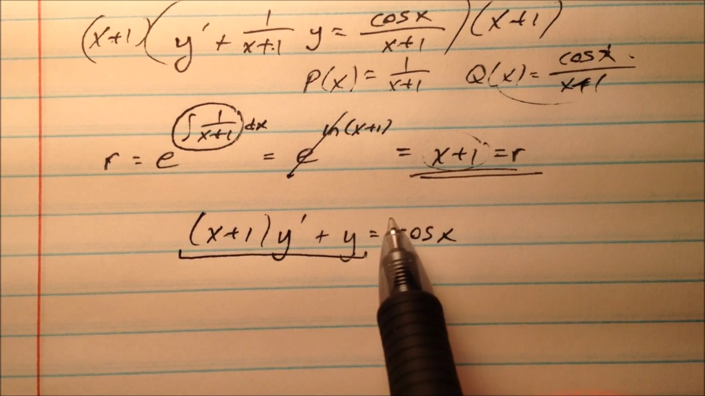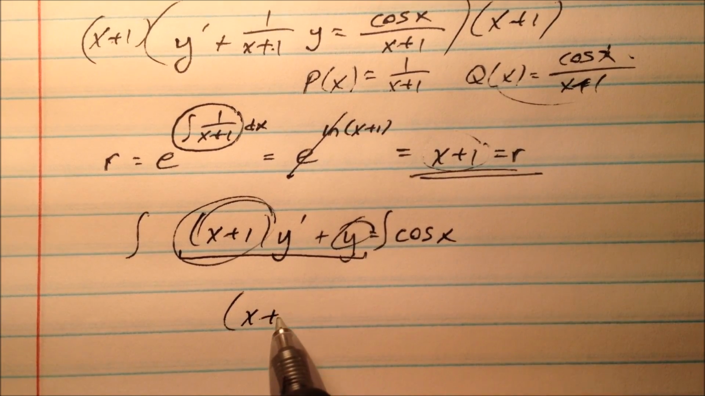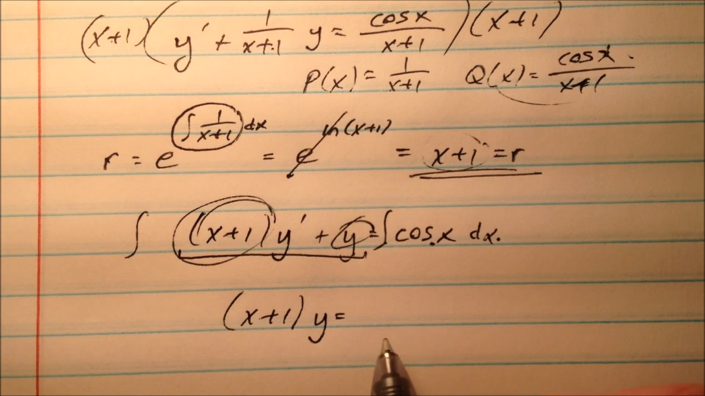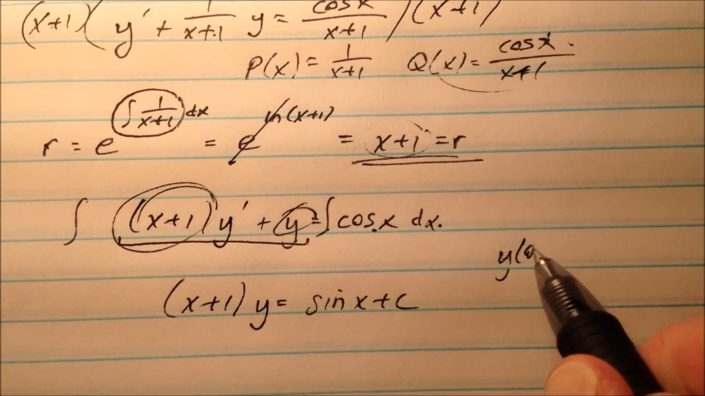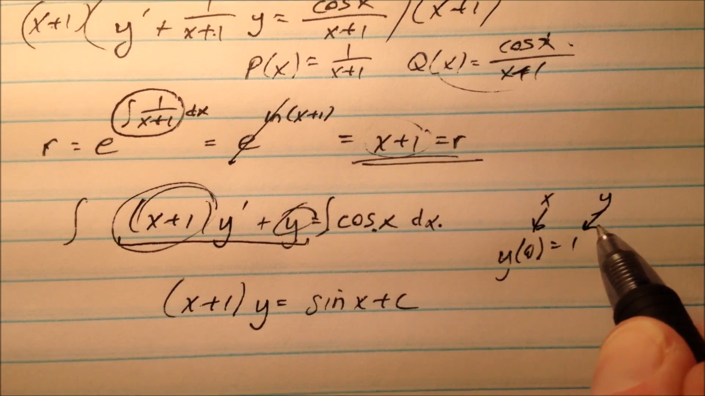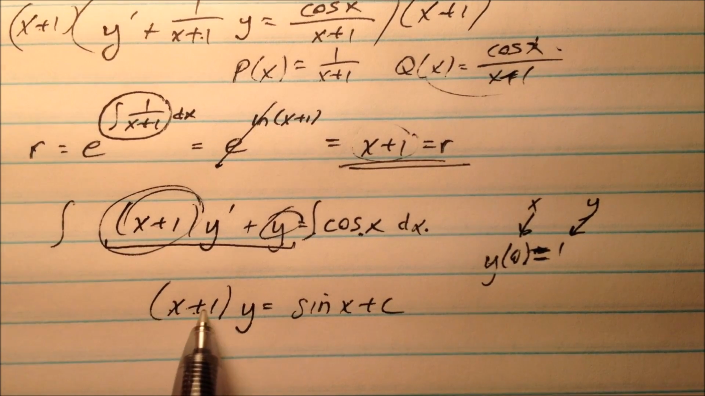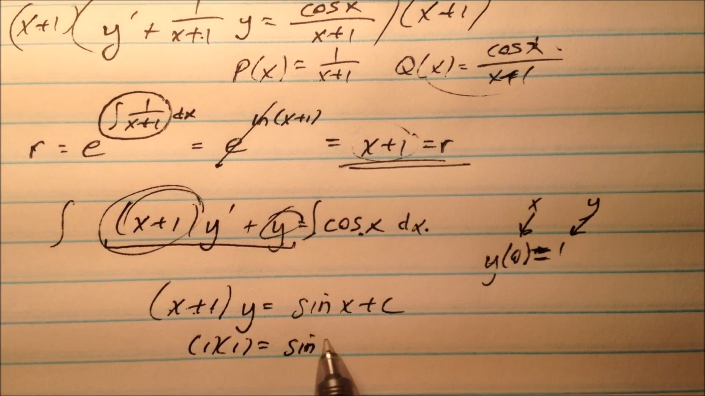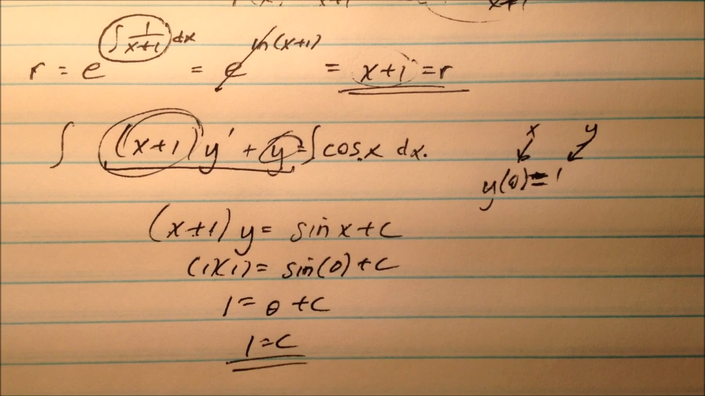Now let's do our product rule right here when we integrate both sides. And we'll take our x plus 1 and our y. So x plus 1 times y equals the integral of cosine with respect to x, so it'll be sine x plus c. And now we can use this initial condition that we had. So x is 0, y is 1. So if x is 0, 0 plus 1 is 1, y is 1, so 1 times 1, and then we have sine of 0 plus c. Sine of 0 is 0, so it looks like our value of c equals 1.